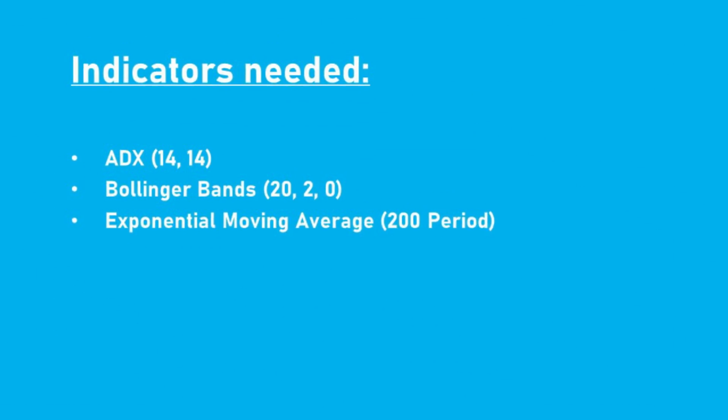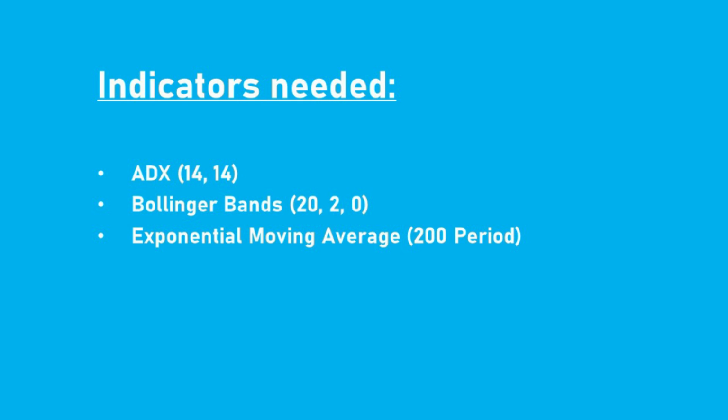Before we start, let's go through the three indicators we will be using today. The indicators will be used all together, and they are the Average Directional Movement Index (ADX), Bollinger Bands, and the Exponential Moving Average (EMA). Before we discuss the strategy and the rules, let's learn how to add the three indicators to the chart and make the necessary adjustments.